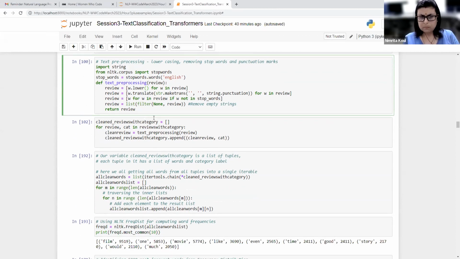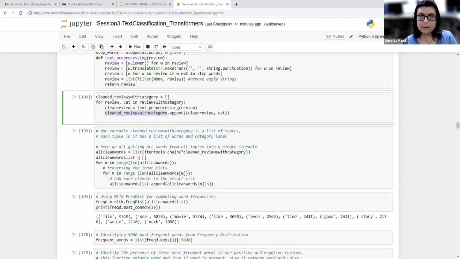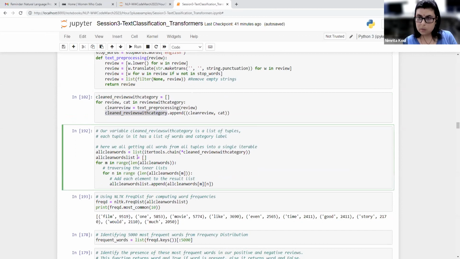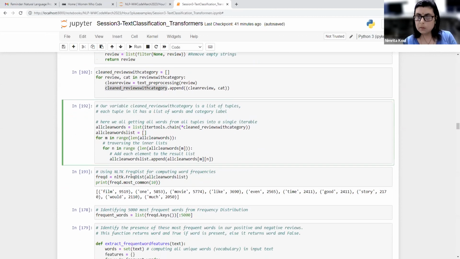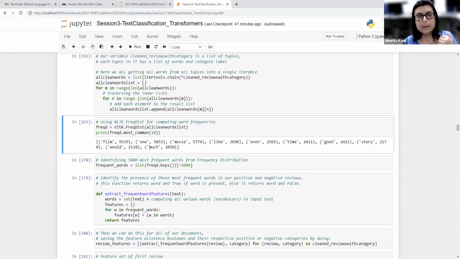After that, we are figuring out all the words in all the reviews along with their categories, and we are putting them in a list called cleaned_reviews. This cleaned_reviews means all the text pre-processing has now been done on them. And then we figure out the frequency of all words in the review text. This can be done using the FreqDist built-in function of NLTK. We pass it the list of all words, and it gives us a word-wise frequency distribution: this word, how many times does it occur? This word, how many times does it occur? And so on. We are printing the most frequent 10 words. Most frequent words means the words which have the highest occurrence frequency.